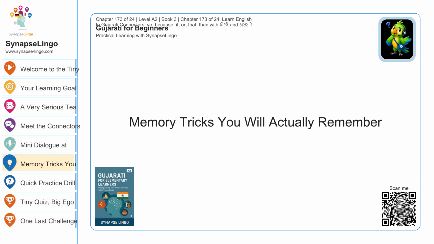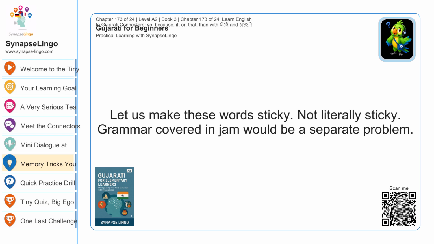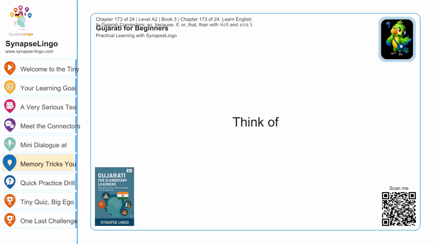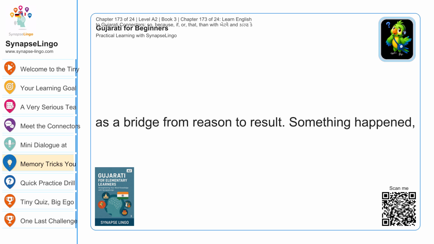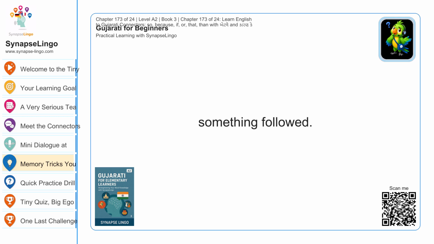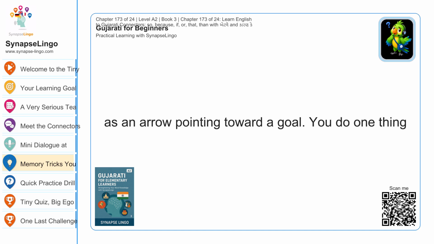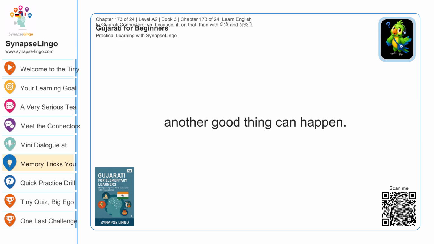Memory tricks you will actually remember. Let us make these words sticky. Not literally sticky. Grammar covered in jam would be a separate problem. Think of એટલે as a bridge from reason to result. Something happened, એટલે, something followed. Think of જેથી as an arrow pointing toward a goal. You do one thing, જેથી, another good thing can happen.